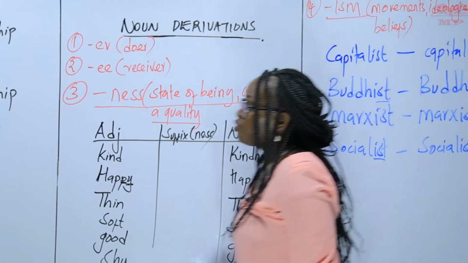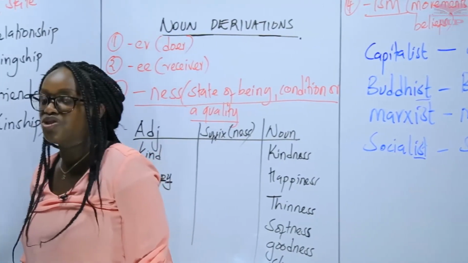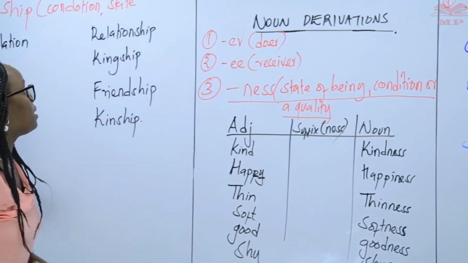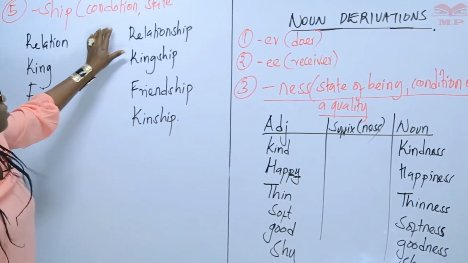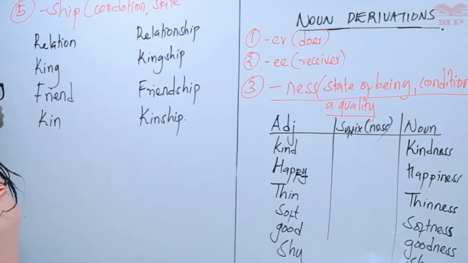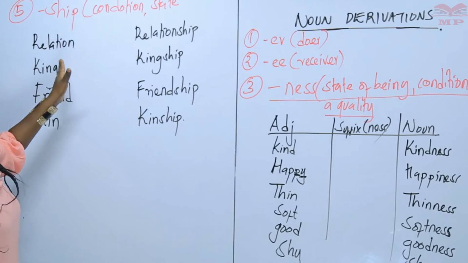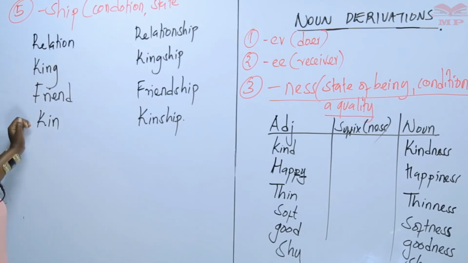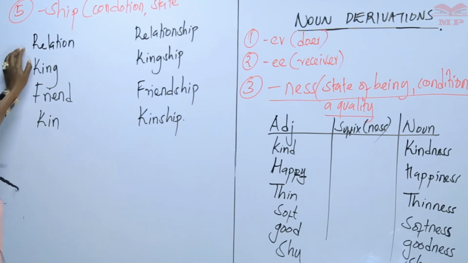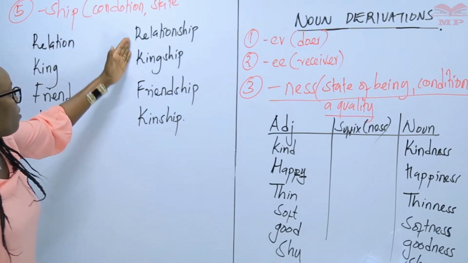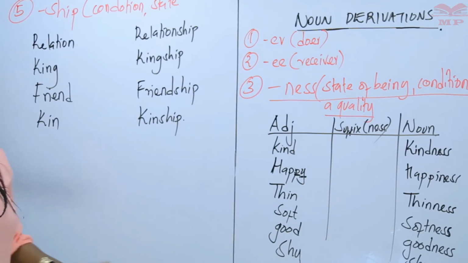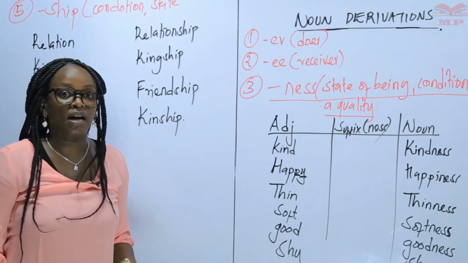And then we moved on to the last type, which is ship. For ship, I said that this one is used to denote a condition or a state. I said the original word can either be a noun like king and friend and kin. These ones are nouns. And then we have the word relation here, which is actually a verb. And then when we add the suffix, we form the words that I gave here. So we also say that they're used to denote condition and state.